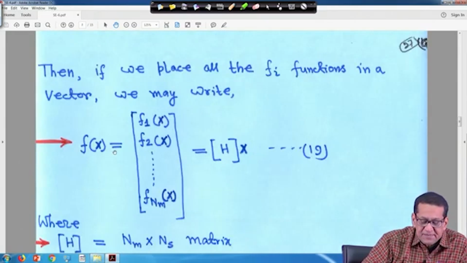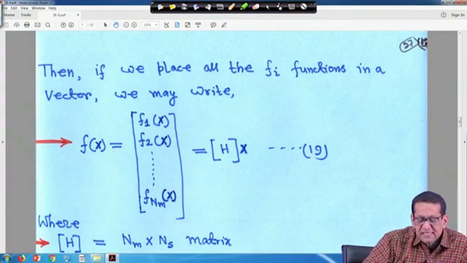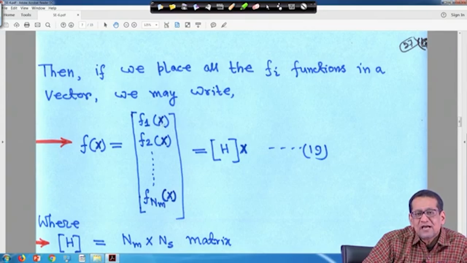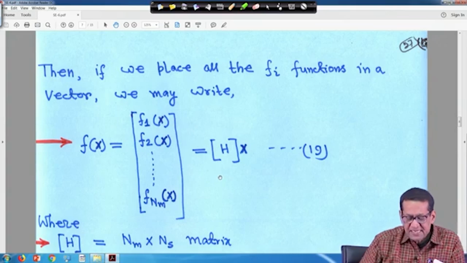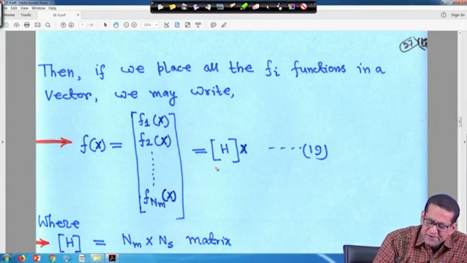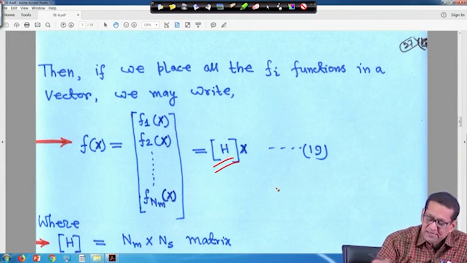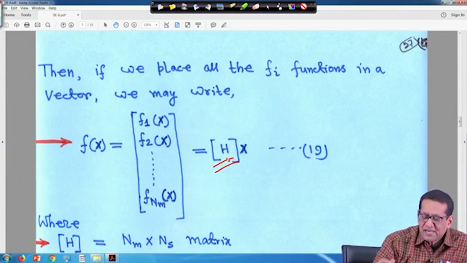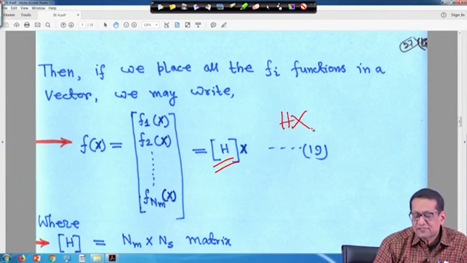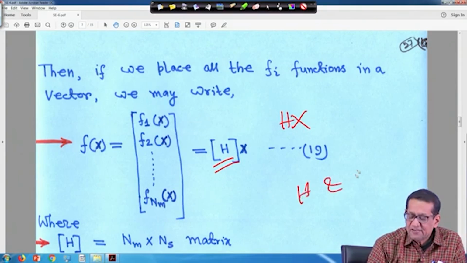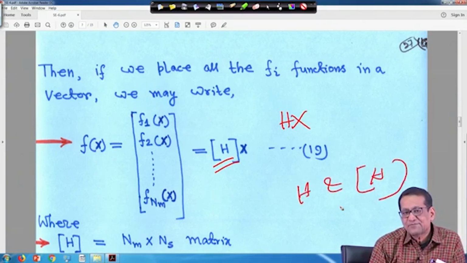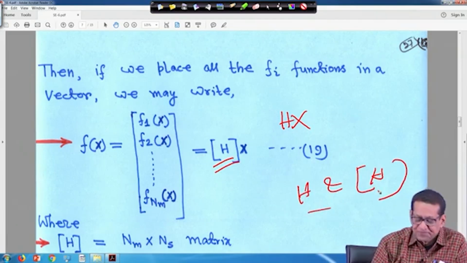That is why f(x) can be written as f1(x), f2(x), because x is nothing but a vector x1, x2, up to x_ns, and up to f_nm(x), the number of measurements, is equal to h into x. So this is a matrix actually, h is a matrix. Here I have put it in brackets. In your next video lectures, to avoid writing brackets all the time, I might simply write h x. The meaning is the same; this h and the bracketed h are both the same. Similarly, other matrices are also the same.